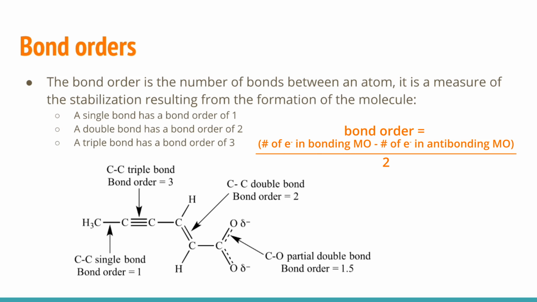You can work out the bond order by taking away the number of electrons in the anti-bonding MO from the number of electrons in the bonding MO, then dividing it all by 2. A partial double bond is formed because of the resonance structure, meaning it will have the characteristics of a single and a double bond.